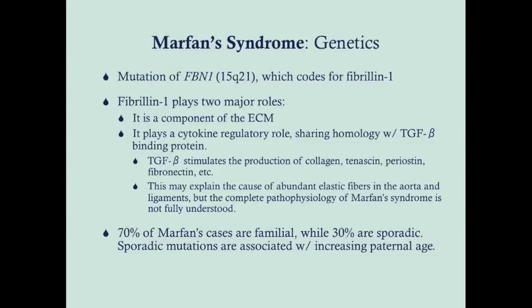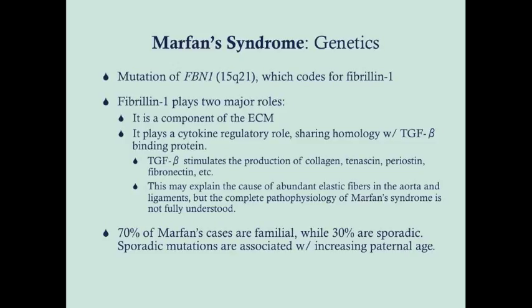So it's a mutation of fibrillin 1, which is found on the long arm of chromosome 15, and fibrillin 1 plays two major roles. One, it's a component of the extracellular matrix, so it's important in connective tissue. It also plays a cytokine regulatory role, sharing homology with TGF-beta binding protein. And TGF-beta binding protein is responsible for sequestering TGF-beta. So if you have less fibrillin 1, you're going to have more activity of TGF-beta. And that's what we think plays the bulk of the role in the pathophysiology of Marfan syndrome.